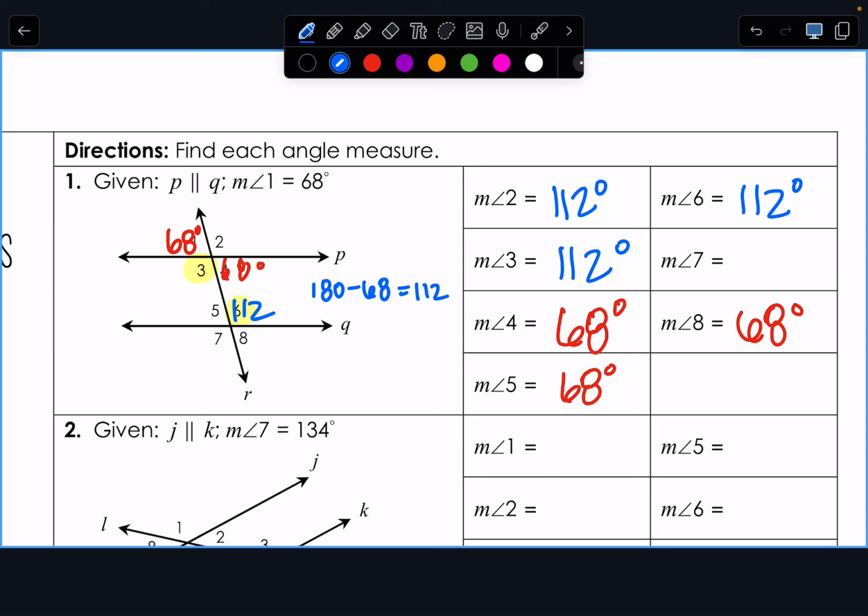What's angle 7? 112. We can do this a couple different ways. We could say angles 3 and 7 are corresponding. Angles 3 and 2 are vertical. Angles 2 and 6 are corresponding. There's a lot of different ways to get all of those.